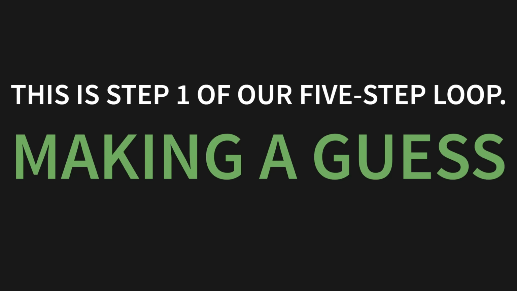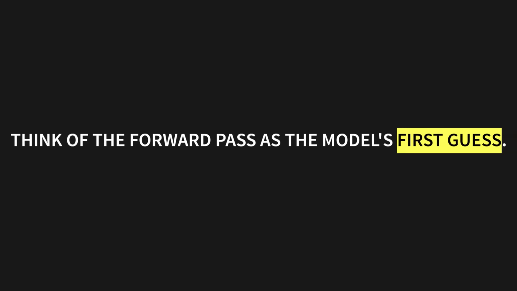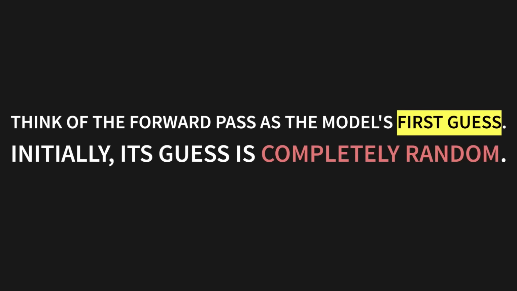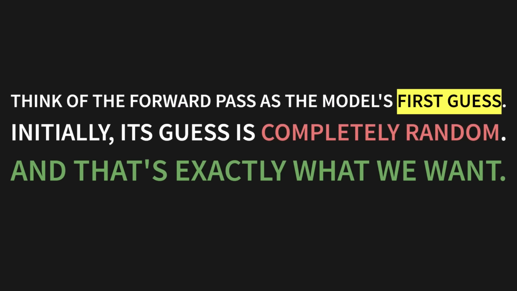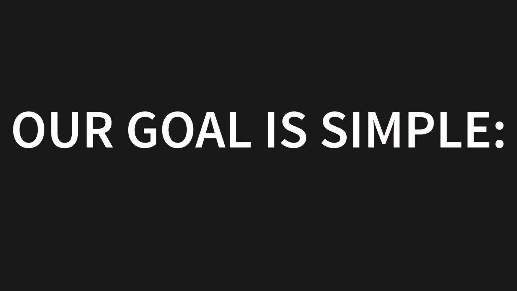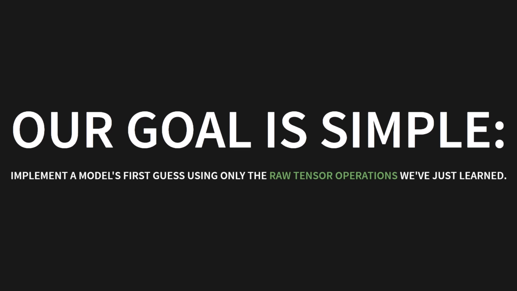So what is a forward pass? Think of the forward pass as the model's first guess. When you first create a model, it knows absolutely nothing. So initially, its guess is completely random. And that's exactly what we want. It's a blank slate, ready to learn. Our goal for this section is simple. We're going to implement a model's first guess using only the raw tensor operations we've just learned. No fancy libraries helping us out just yet.